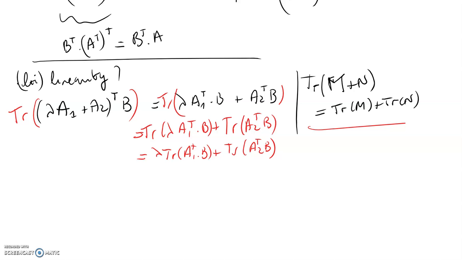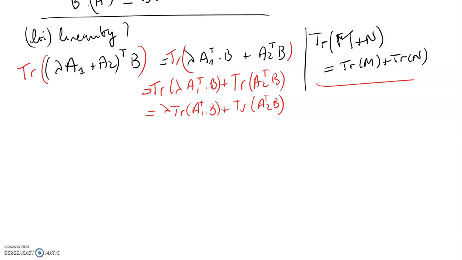Okay, so that's it, it's linear, and then positive definite, so that's interesting. That's something you should try again. Okay, so for positive definite, what do we get when we take the trace of A transpose times A?